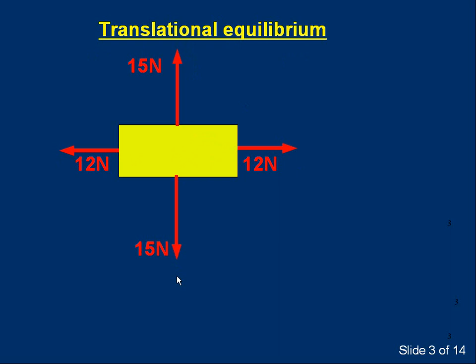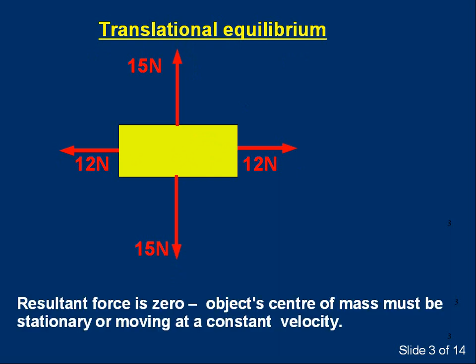And if the force, the resultant, is 0, we can say this: the object's centre of mass must be stationary or moving at a constant velocity. Students can usually understand why this object can be stationary, there's no net force on it, but it could also be moving at a constant velocity and still have 0 resultant. That's important. If the resultant wasn't 0, the object would accelerate, so it wouldn't be moving at constant velocity.